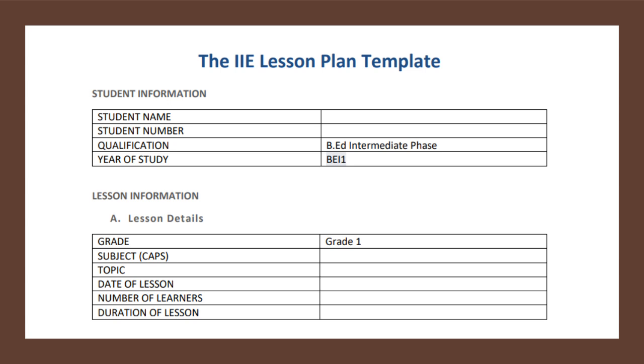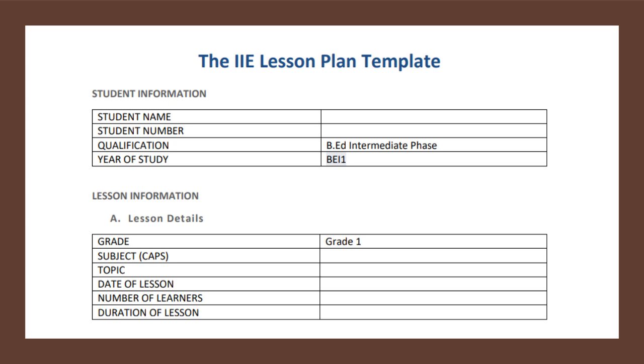So you're going to write in your name for student name, your student number, and your qualification, which for you guys is going to be PGCE. Your year of study, are you in year 1 or year 2? It doesn't really matter, it just has to be there. Then your lesson details: you're going to tell me what grade your lesson is at. You need to choose between 7, 8, 9 for SP or 10, 11, 12 for FET. Doesn't really matter.